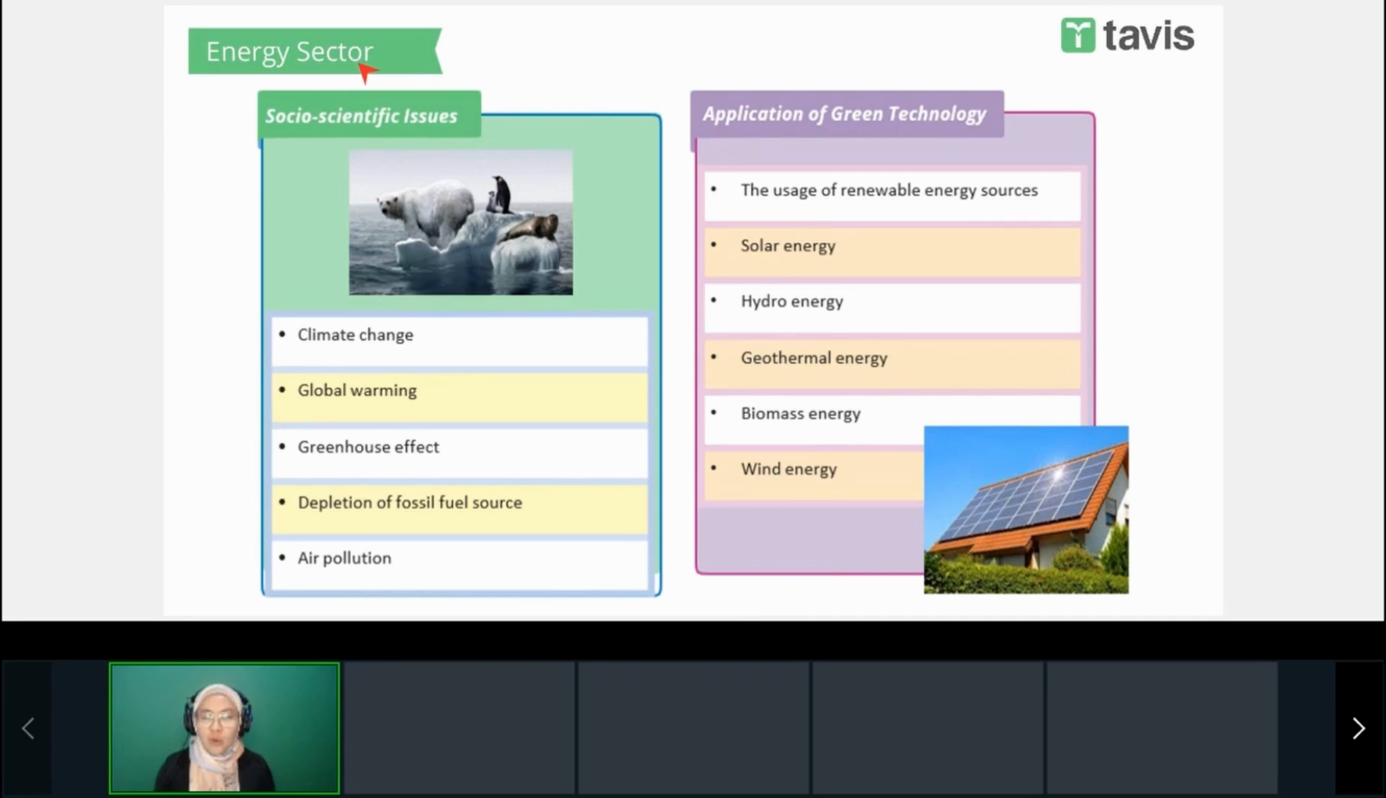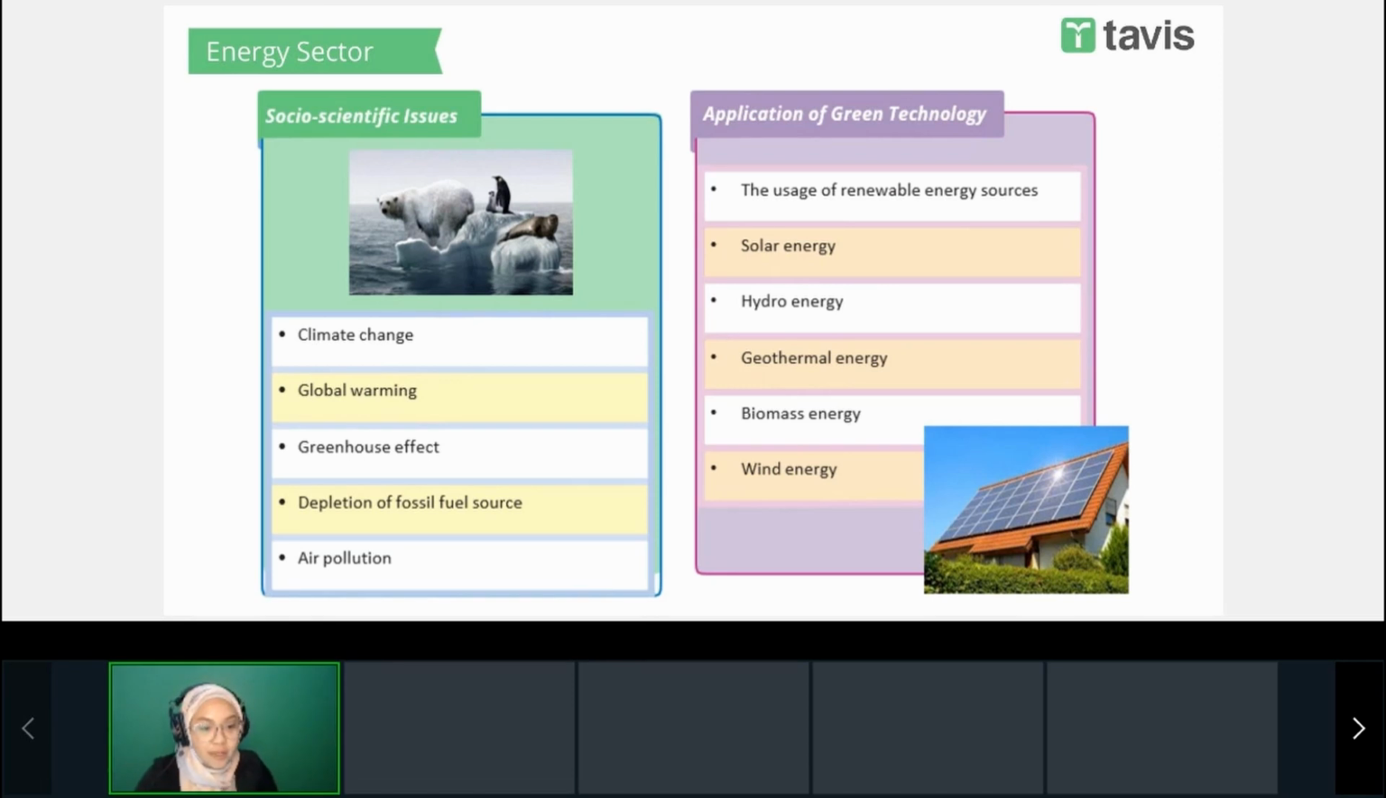Okay. Now we go to the energy sector. Nowadays we have a lot of socio-scientific issues being raised. So we divide these socio-scientific issues into a few sectors. The first one, we go into the energy sector. Do you see what picture this is? This is a picture of polar bears and penguins trapped in the middle of ice in the sea. You can see this is caused by global warming. Global warming causes climate change.